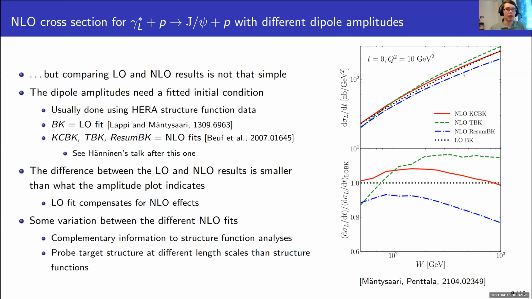Here I have also plotted the ratios of the next to leading order results to the leading order result, and you can see the difference between the different dipole amplitudes more clearly. What this means is that the leading order dipole amplitude fit can compensate for these next to leading order effects. But it is also interesting that the next to leading order dipole amplitude fits have different results for the differential cross-section. This tells us that vector meson production gives us complementary information to structure function analysis.